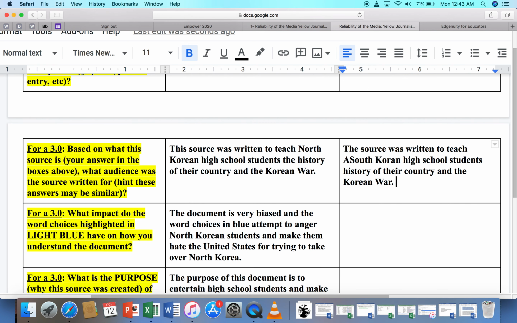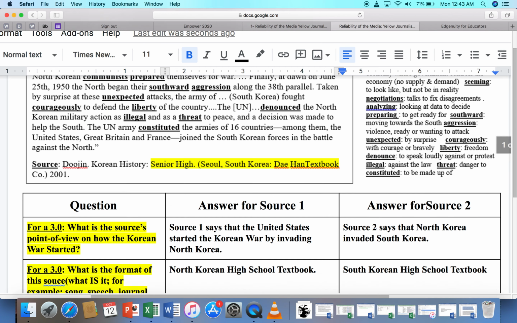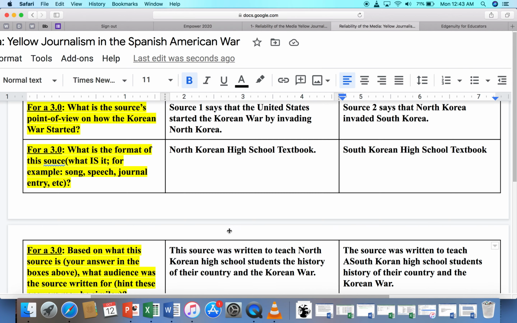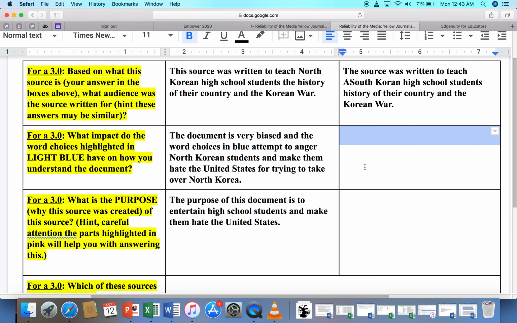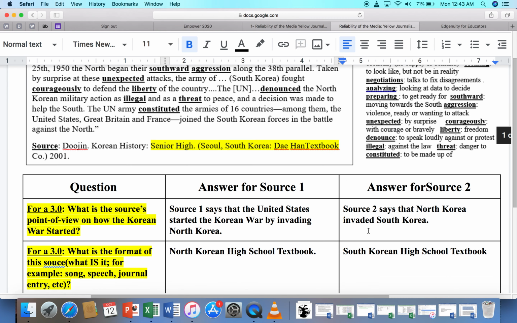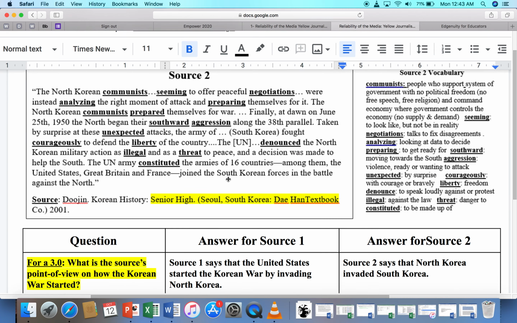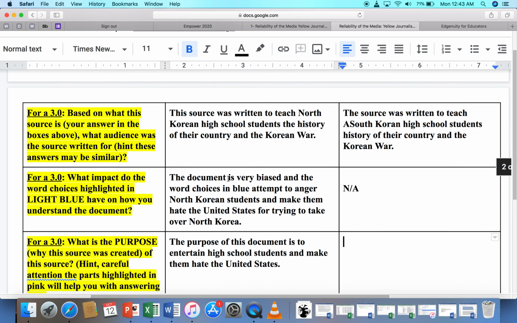So what impact do the light blue word choices have on how you see the document? Well, you'll notice there are no light blue choices. So in this case, I'm just going to put, NA, which really stands for, not available, not applicable, does not apply, any of those kinds of things. Okay. So for what purpose? Why was this source created? Careful hint, pay attention to the parts in pink. Well, unfortunately for us, there are no parts in pink, so we're left kind of on our own here.